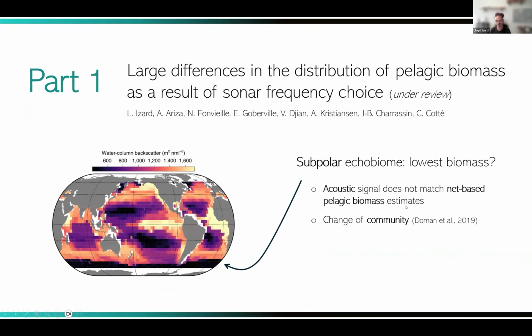I propose we jump into the first part of this talk, and we'll focus on this low acoustic biomass observed in the Southern Ocean I just mentioned. We know that this acoustic signal does not match with net-based pelagic biomass estimates observed in this region. One documented explanation is that there is a change of communities, and particularly of fish communities, that impacts the detection of animals, and is not an actual loss of biomass towards the Southern Ocean.